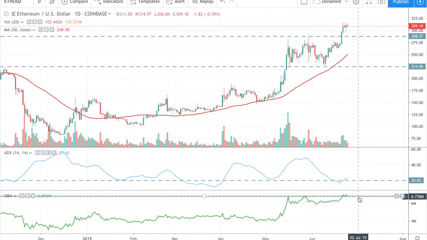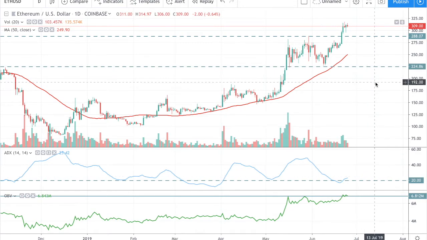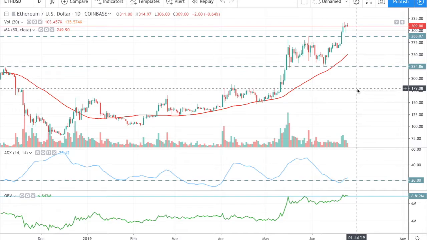So the OBV is showing not much of a commitment yet for ETH. I would definitely want to see that go a little bit higher for me to be convinced that it is time to probably get in for upside.